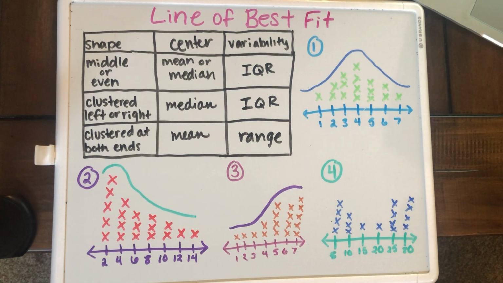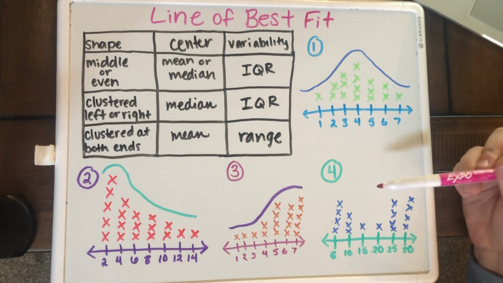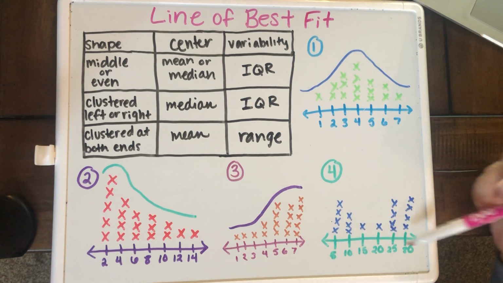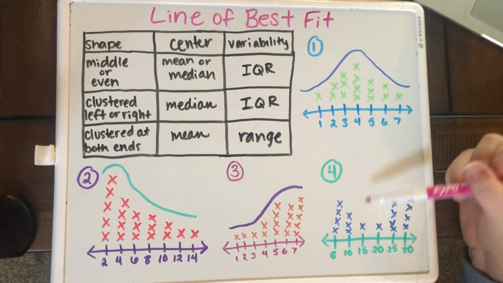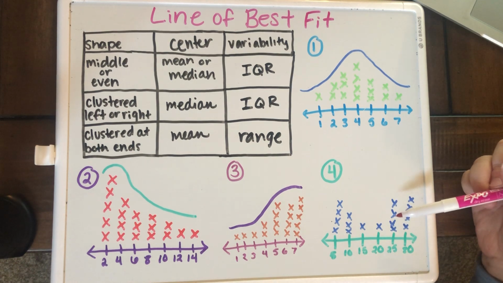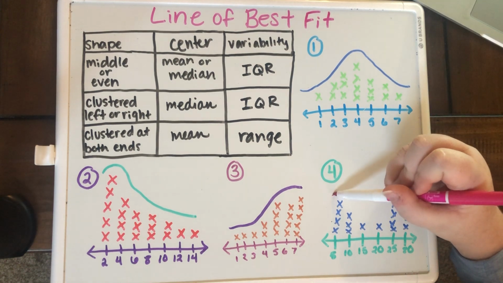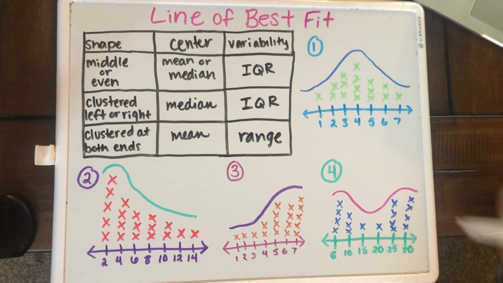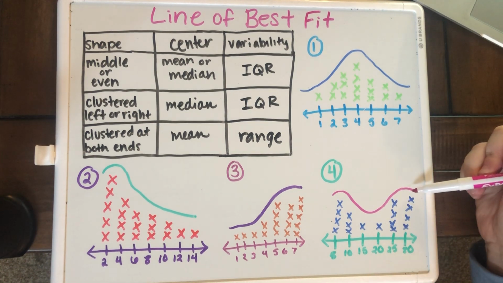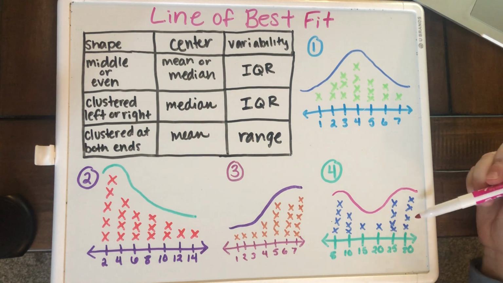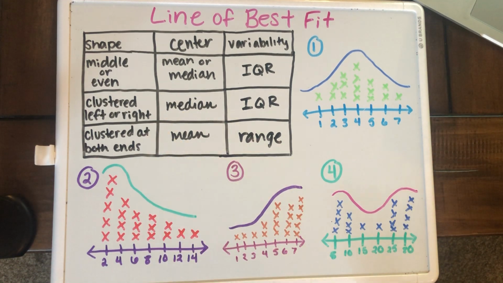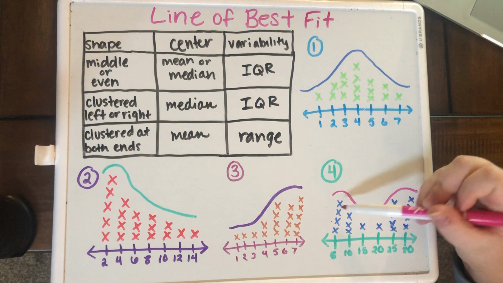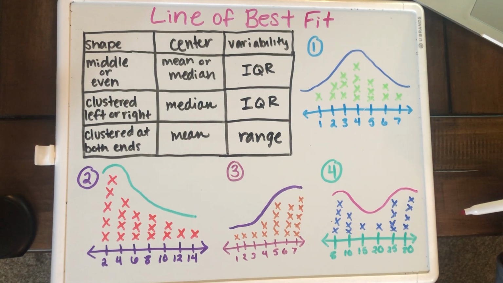And then number 4 is a little bit different. Looking at the line plot for number 4, if you notice, we've got a lot of data on both ends. So with this type of line plot, you would categorize this shape, and I'll draw the line of best fit for you. The line of best fit here makes a shape where it's clustered at both ends, which means that there's a group at both ends.